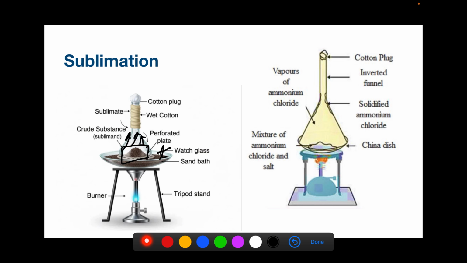But here we have used a wet cloth which will reduce the temperature. As a result, the sublimate, or the vapors, will condense and deposit here on the walls.